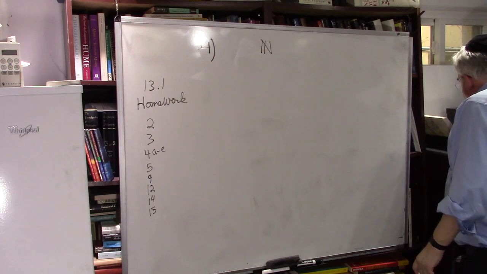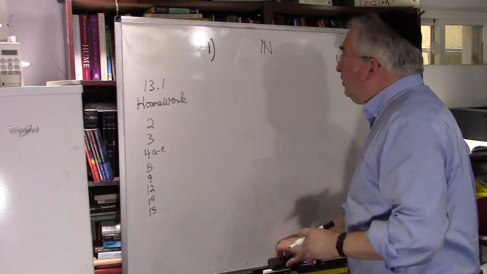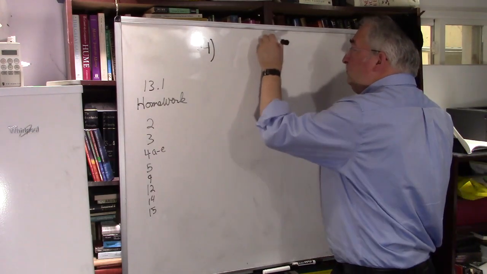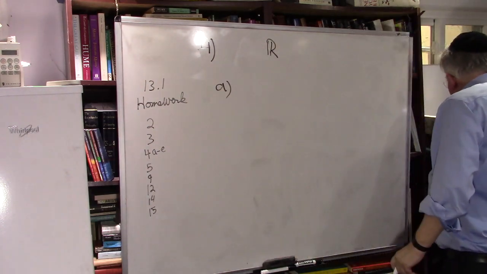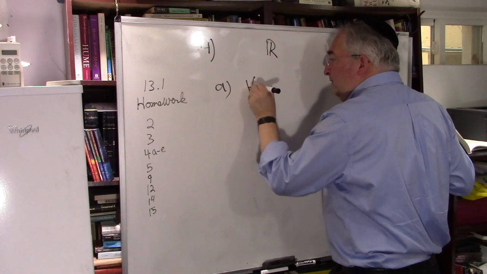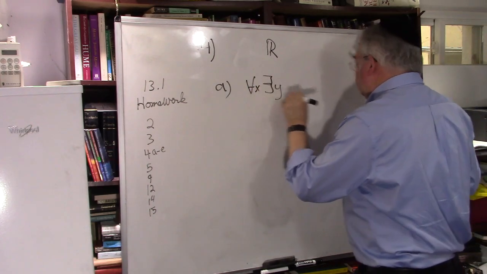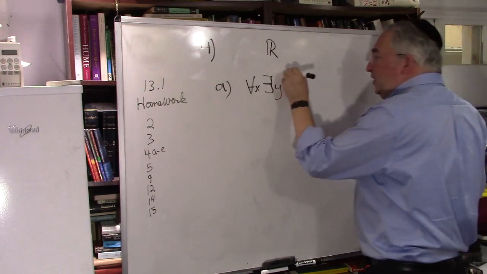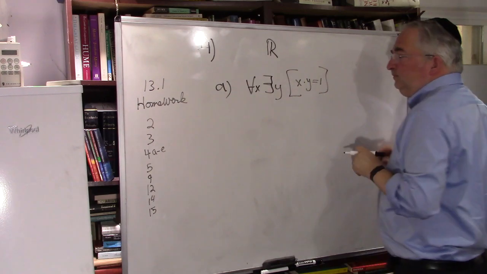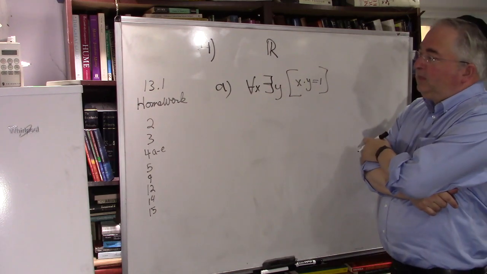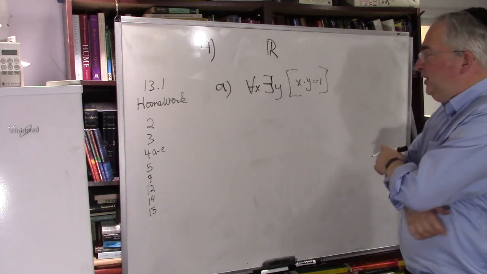Okay. Determine the truth values of the following where the universe of discourse is the real numbers. So now we're talking about the real numbers. Okay, now let's do A. For all x, there exists a y such that x times y is equal to 1. Always got to be careful with one number. Okay, let's see what this says.